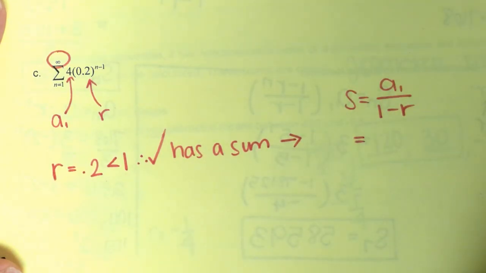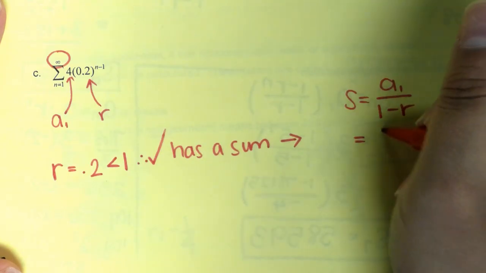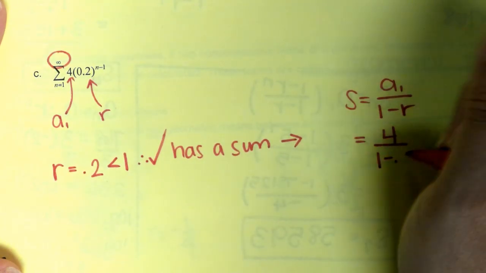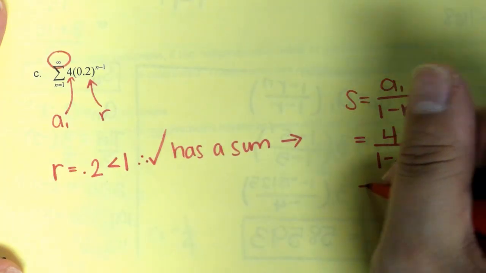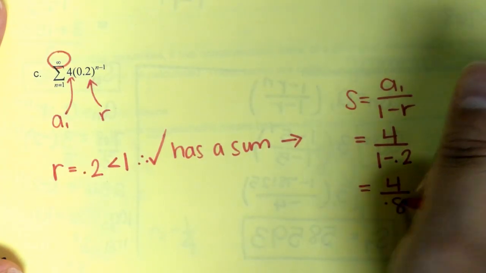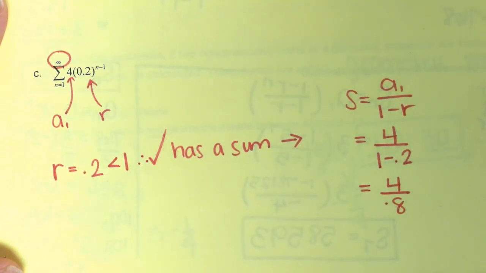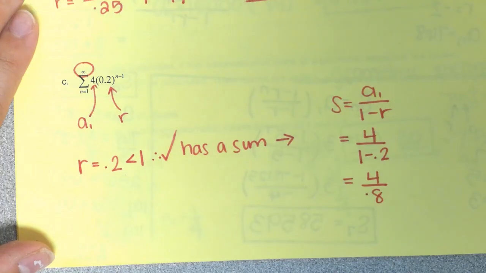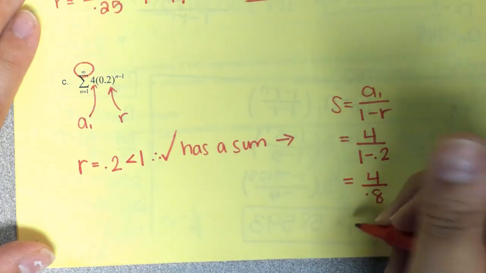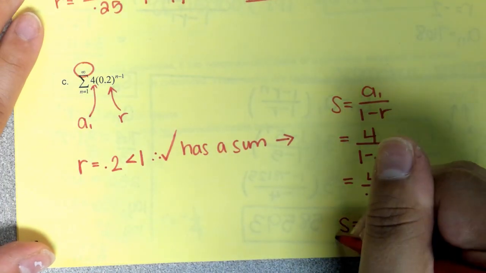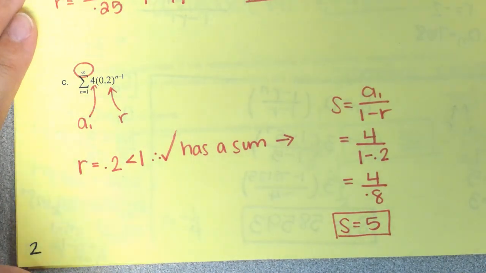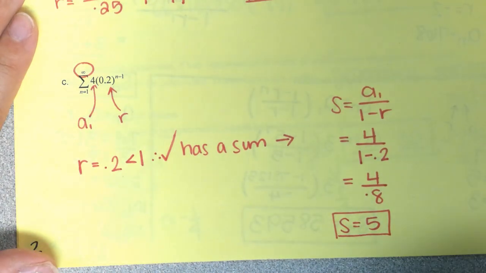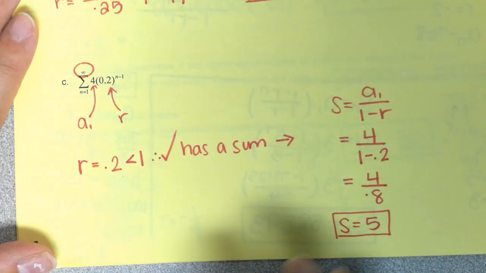What is my A of 1? And what is 1 minus 0.2? And can somebody tell me what 4 divided by 0.8 is? And we're done. Easiest day in pre-cal?